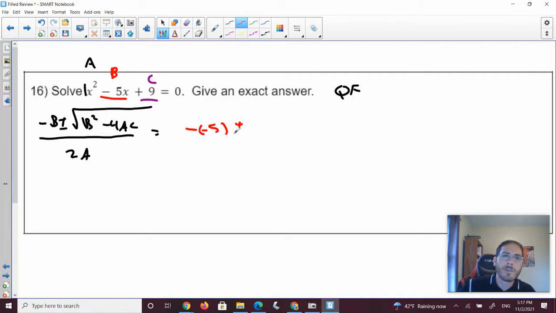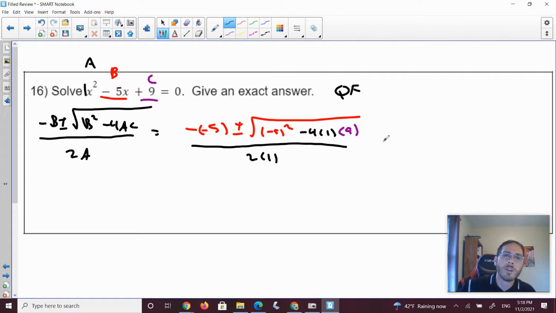Negative negative 5 plus or minus the square root of negative 5 squared minus 4 times 1 times 9, c is 9 in this case, all over 2 times 1. So 5 plus or minus the square root of 25 minus 4 times 9 is 36, over 2.